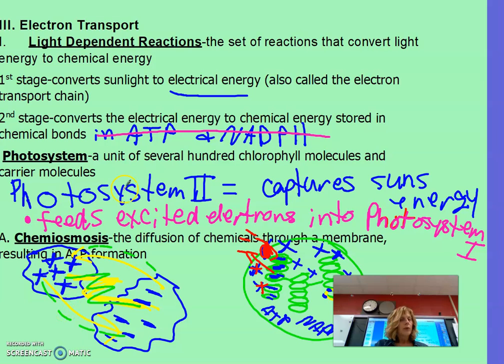So photosystem 2 really happens first, and it seems a little backwards, but photosystem 2 actually captures sunlight energy. It excites those electrons. They get very excited, and a series of reactions occur, and then photosystem 2 feeds excited electrons into photosystem 1, where some of those intermediary molecules are going to be made.